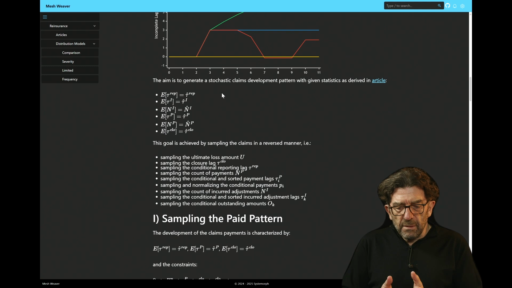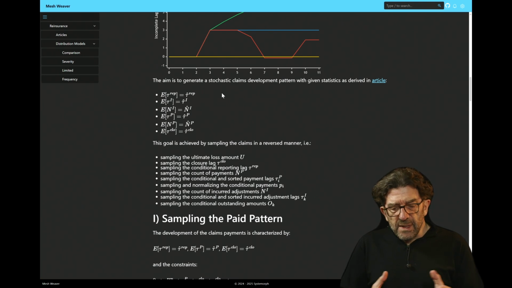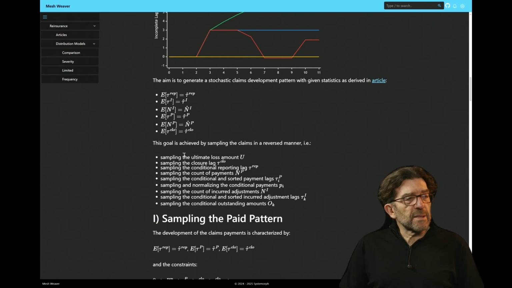Is a claim paid at once at the end? Or are there some annual payments? So this can vary. And eventually the claim is closed. So this is also one of the statistics. We say, what is the expected closure lag? So we want to generate claims which satisfy the statistics. But all these things are interrelated. So the question is, how can we do this?